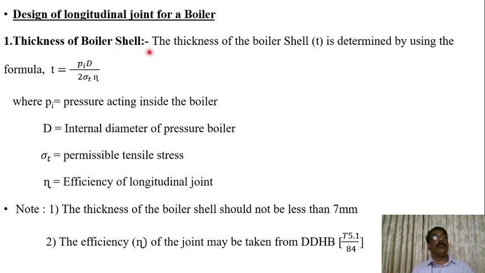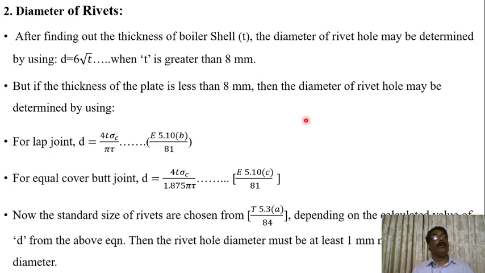Now, the thickness of the boiler shell can be found by using this equation, the notation of which we have studied. Once you get the thickness in millimeters, that thickness must be sufficient to resist the inside pressure. Therefore, the thickness of the boiler should not be less than 7 mm. And the diameter of rivets can be found by using the equation d = 6 square root of t, if t is greater than 8 mm. If it is less than 8 mm, we will have to go for two other formulas, which can be taken directly from the DDH. Take the standard size of the rivet, then go for the rivet hole by adding at least 1 mm to the diameter of the rivet.